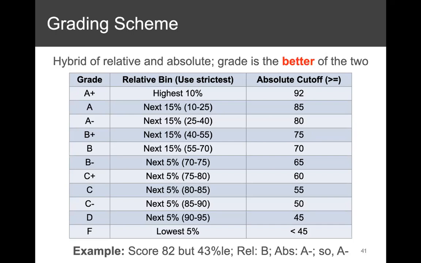The absolute cutoff is basically your score is independent of everybody else's. So if everyone does well, there is no reason why everyone should not get an A+ or an A or whatever else. So the absolute cutoff gives you a minimum guarantee on your grade. As an example, if your total score ends up being 82, but you're in the 43rd percentile, that means 43% of the class scored less than you. The relative bin would put you at 57, which is a B grade, but for the score 82, the threshold is about 80 below 85, so it'll get you an A-. And so the final grade is going to be the better of the two, and that'll be an A-.